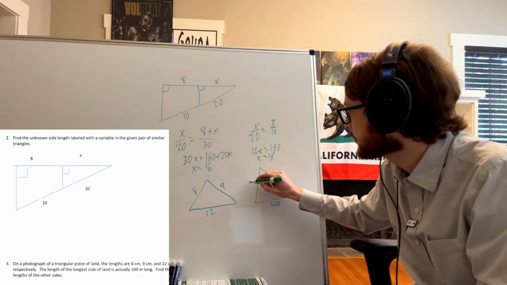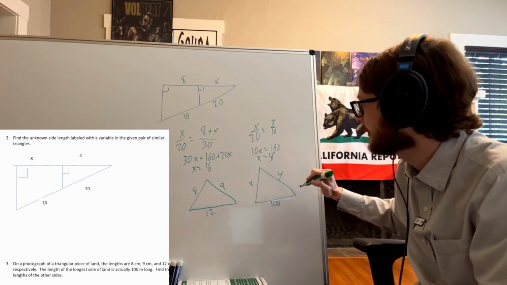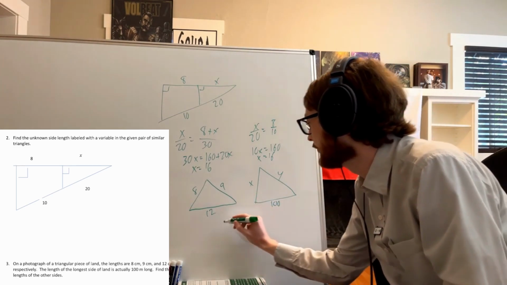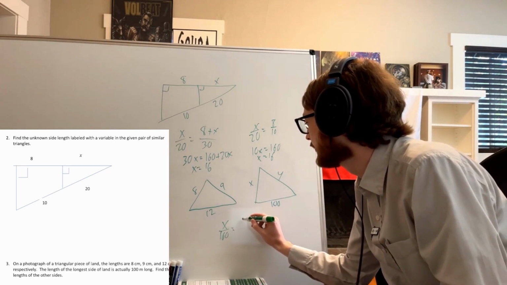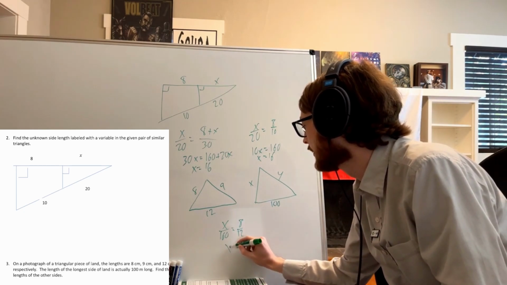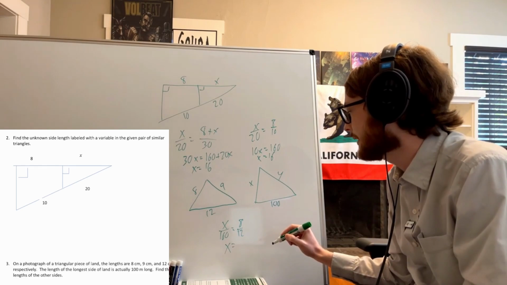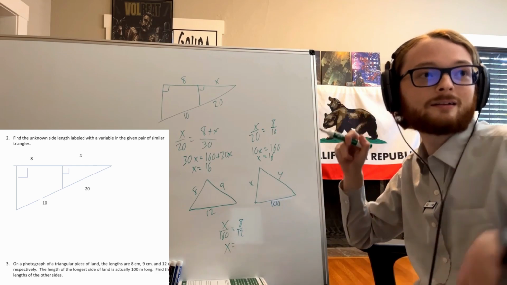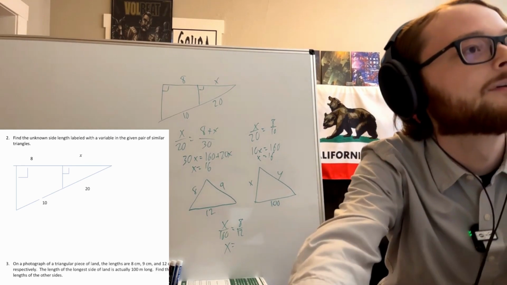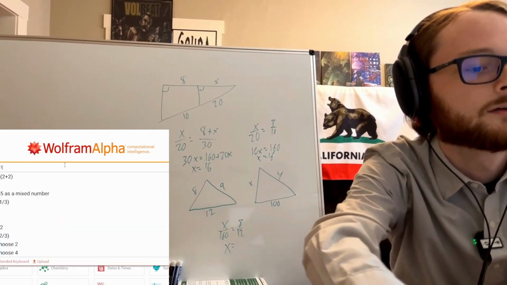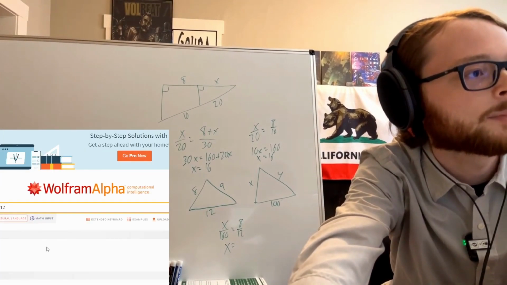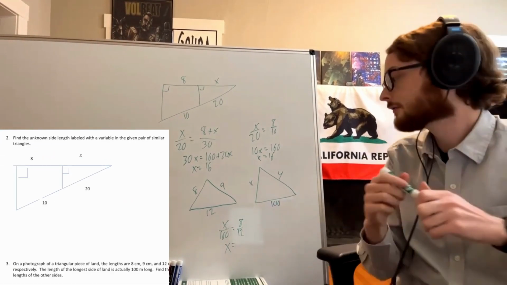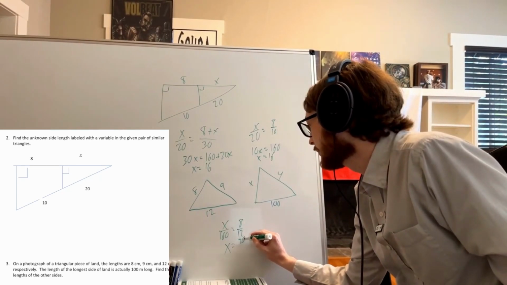If I call the shortest side x and the middle side y, wait, these are similar triangles, so everything will be in proportion again. So I'll say x over 100 is equal to 8 over 12. x equals 800 divided by 12. Does that go in evenly? I'm not doing that mentally. No, it's 200 over 3. Okay.